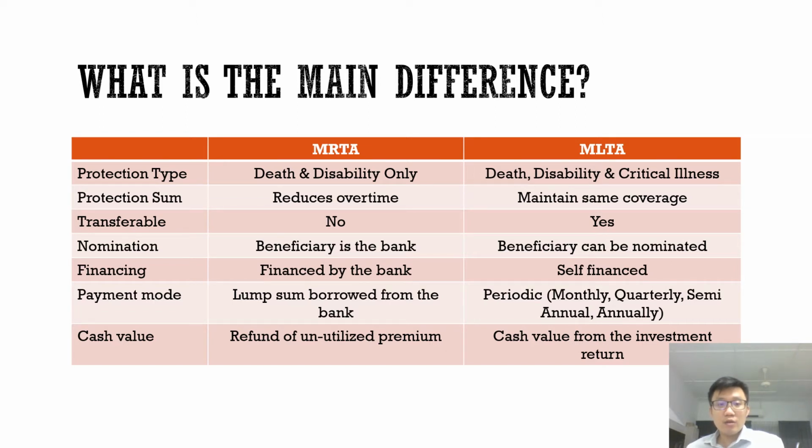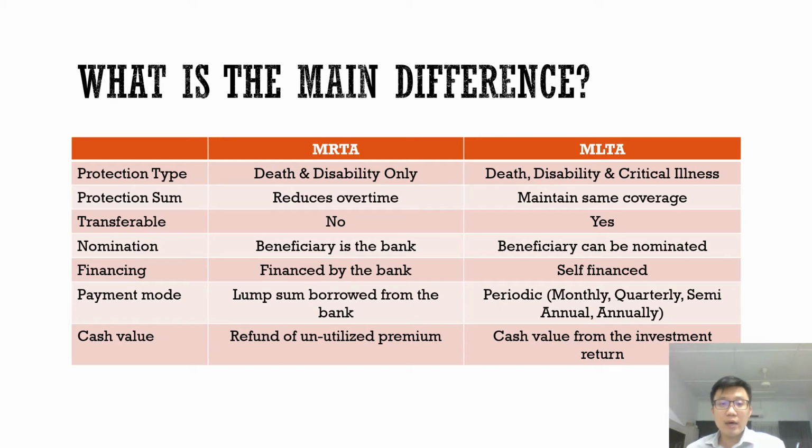Now, the third one is transferability. All right, MRTA is normally tied to the bank's loan. So normally you will be asked to take an extra financing with the bank, where your loan will incur an extra loan amount, which will also incur interest because you're borrowing money from the bank to pay for the insurance. Whereas for MLTA, the bank can also sell you MLTA, where you also finance it with the loan, or you can buy it with the insurance company directly.